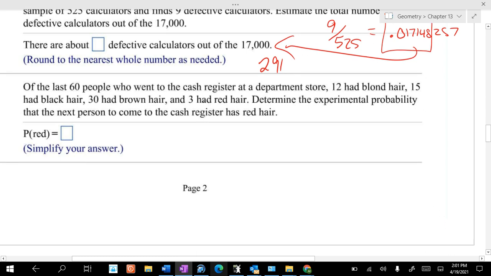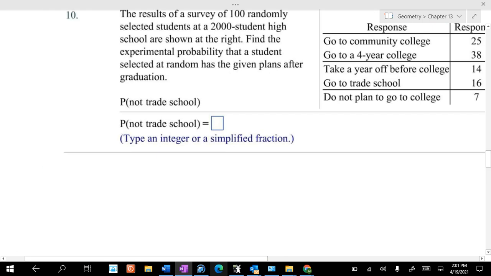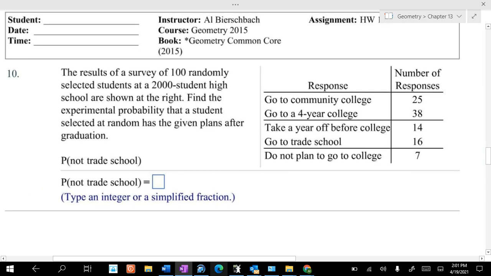And the last one. There's 3 redheads out of 60 people. So that's a 1 out of 20 probability that they're going to have red hair. Oh, that's not the last one. Here's the last one. What's the probability of not being in trade school? Okay, these add up to 100. Going to trade school is 16. So how many are not in trade school out of the 100? 84 out of 100, which if you reduce down is 21 out of 25, right?